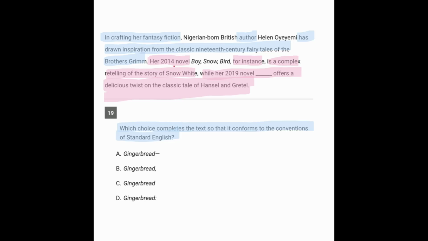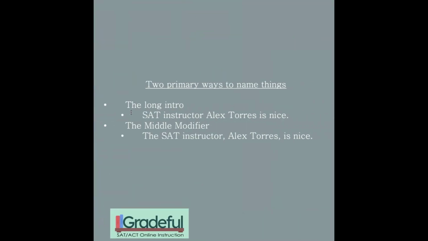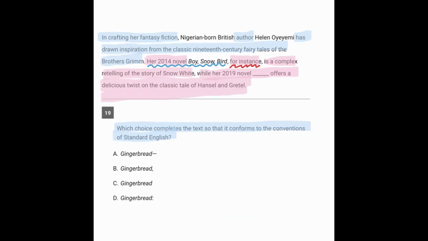Here, very complicated. We have her 2014 novel, Boy Snow Bird, for instance. So now this is a middle modifier, not related to what we were just talking about, but just a little timeout in the sentence that further complicates things. But the correct usage in this sentence is a long intro. This is her 2014 novel, Boy Snow Bird. So this is a long intro, just like the long intro right here with no commas. Now, I know you see commas there, but bear with me, it kind of has no commas. So just like we say SAT instructor Alex Torres, here we're saying her 2014 novel, Boy Snow Bird.